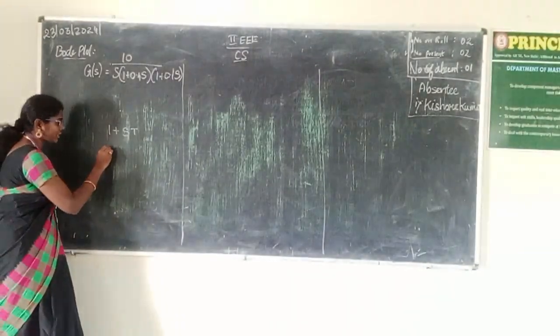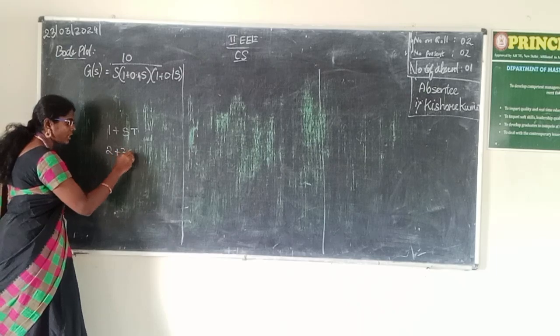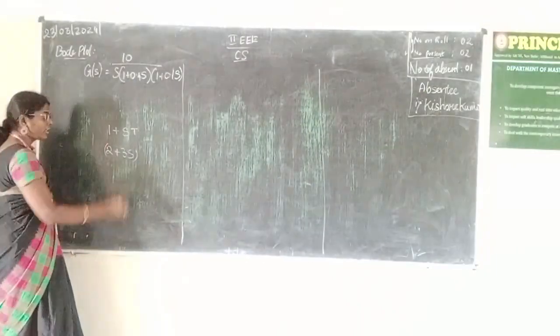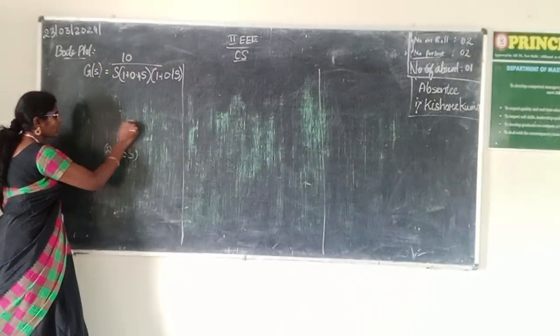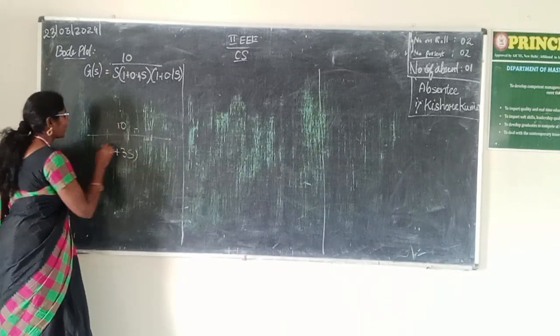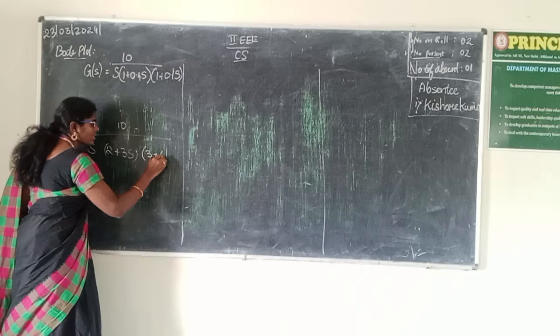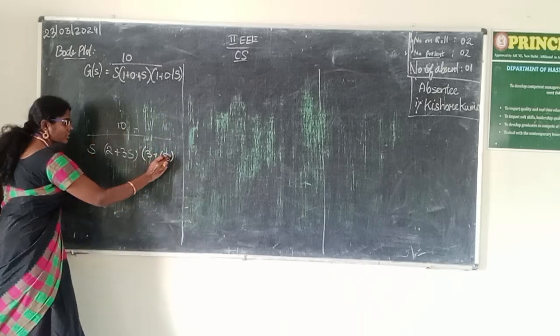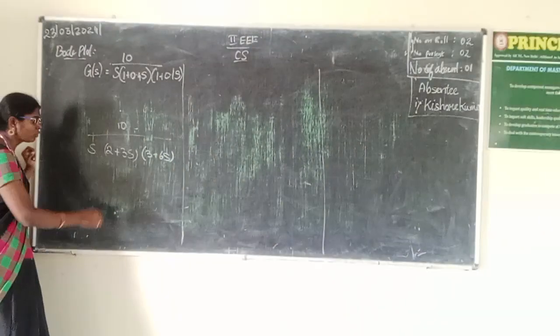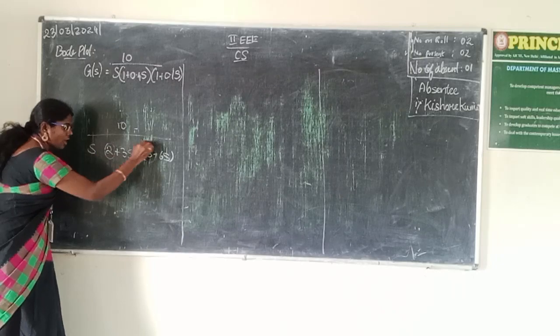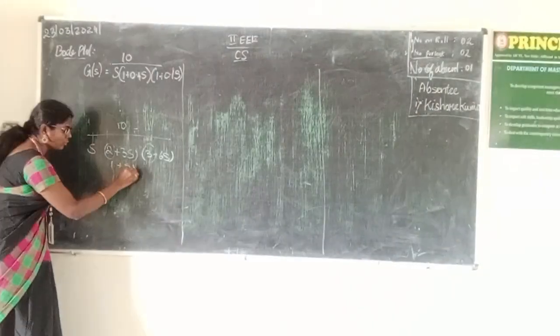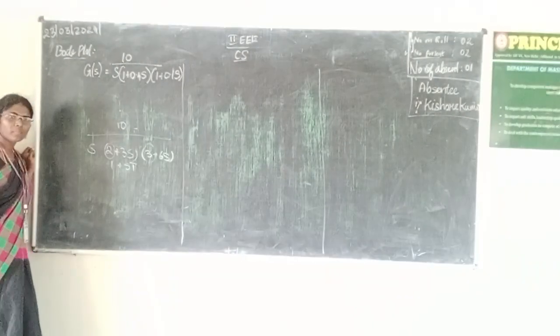Suppose it was like this, 2 plus 3s. In the same way, here, that is 10 divided by s into 2 plus 3s into 3 plus 6s. If it is like this, what you have to do is make this into 1, and make this in the form of 1 plus s.